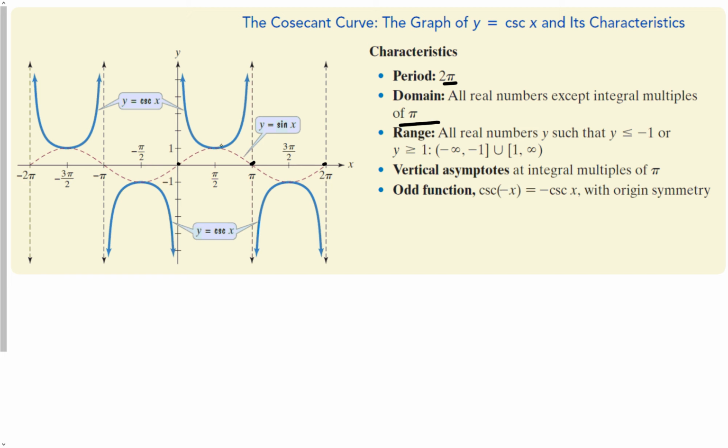The range of the sine function went between -1 and +1. The cosecant goes everywhere else, so it's all real numbers that are not between here. So it's from -infinity to -1, union 1 to infinity. It has vertical asymptotes, and it is an odd function, the same right side up and upside down.